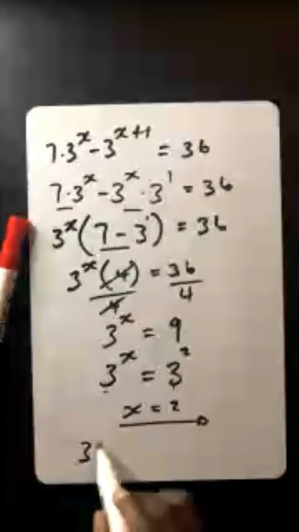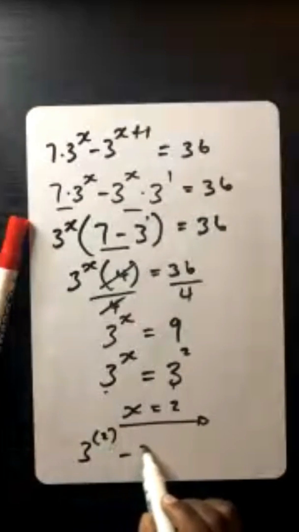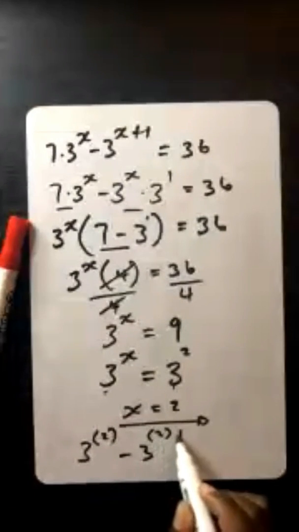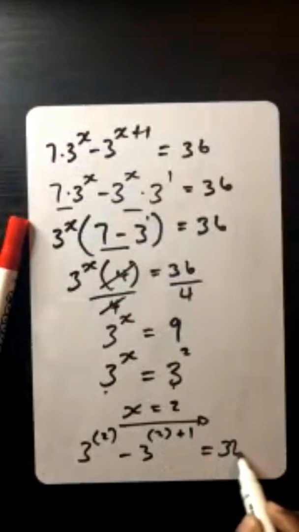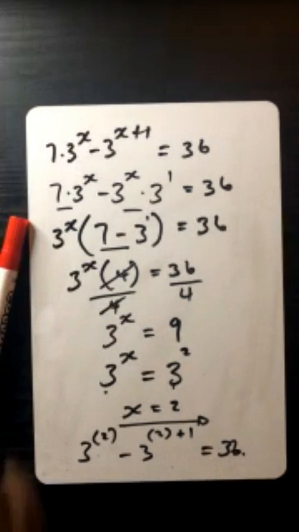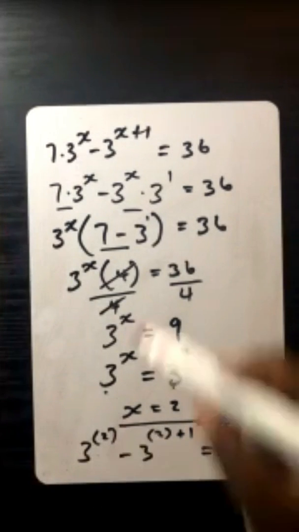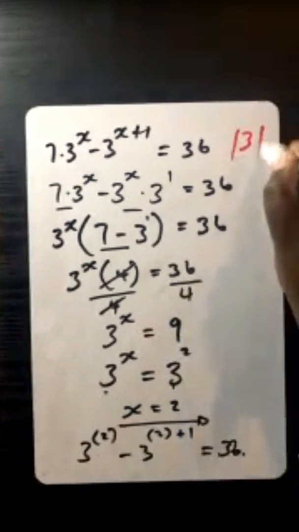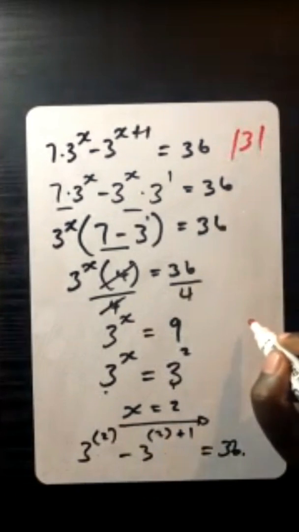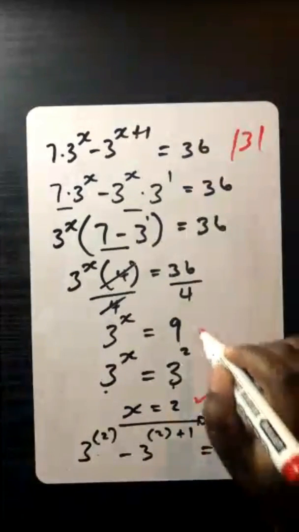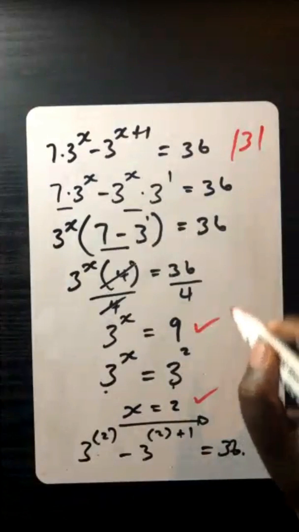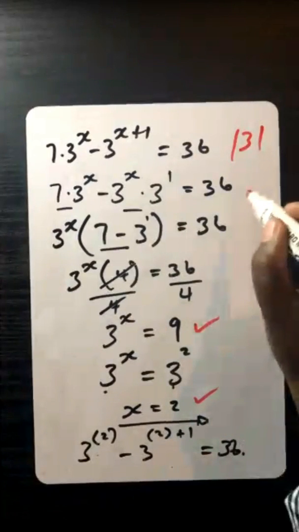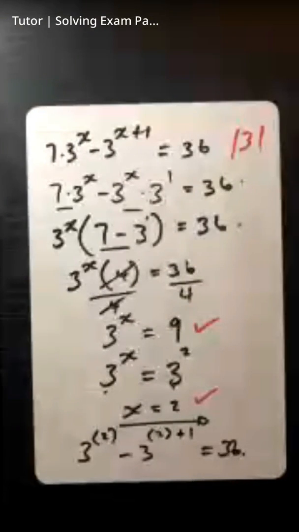How do you do it? Substitute 2 where you see x. So substitute 2 there plus 1. It must give you 36. If it doesn't, then it means that x value is wrong. So remember, this is allocated 3 marks. For your final answer, a mark. For that step, a mark. And I think either for expanding or that part, they give you a mark.